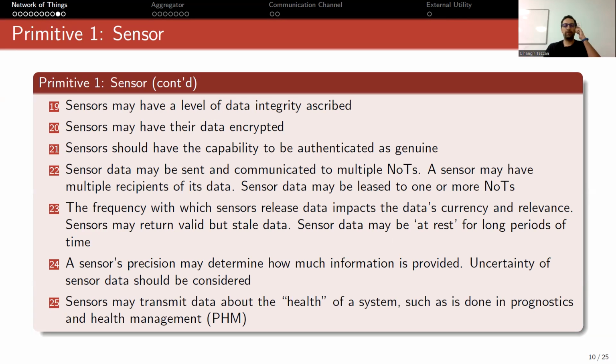Sensors may transmit data about the health of a system, such as is done in prognostics and health management. It will be nice if you know before the sensor is broken, right? So this is why we prefer to have some kind of health checks. For instance, in computer devices like SSDs, in an ideal world, it should tell you that it is going to be broken in a few weeks, so you should replace it and back up your data, right?